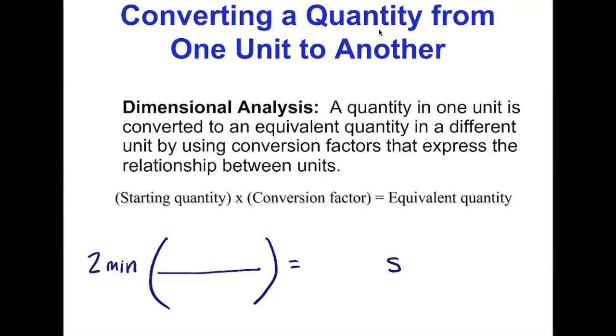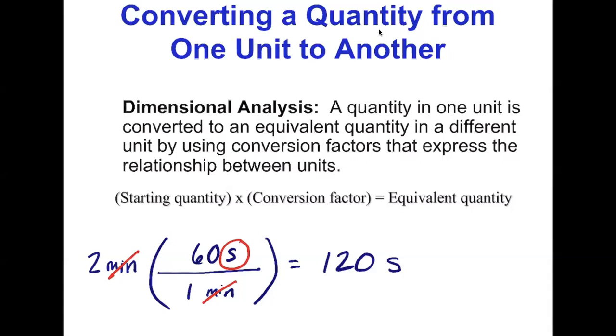I'm starting with 2 minutes. I want to end in seconds. I'm going to choose the relationship that will get me from minutes to seconds. And I know for every 1 minute, that is 60 seconds. And I chose to write the conversion factor in this direction so that the minutes will cancel, and my answer will come out in seconds. And then you carry out the math, which is 2 times 60, which is 120 seconds.